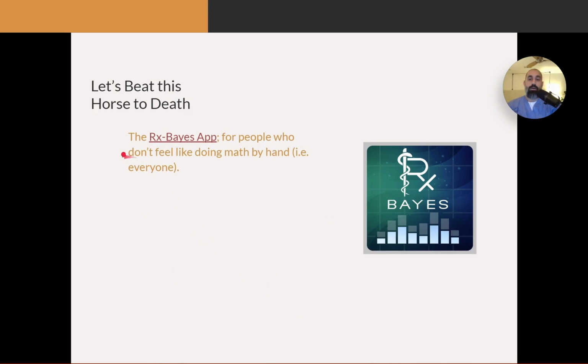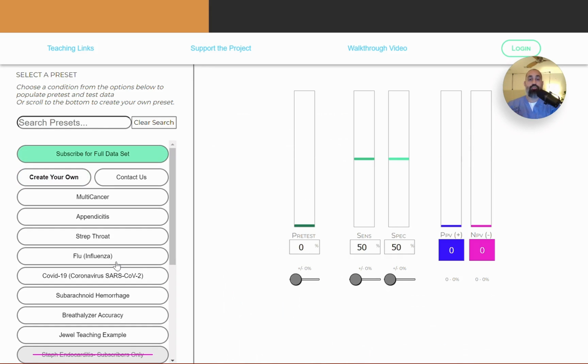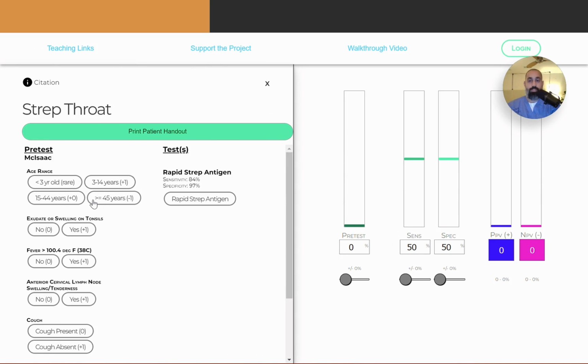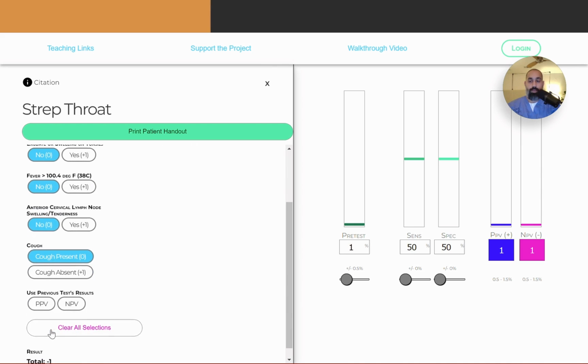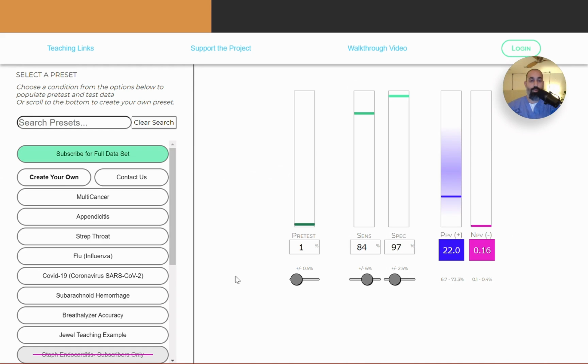So for this purpose, I built this app to illustrate these concepts. So I mentioned strep throat. So let's suppose we have someone with none of the symptoms of strep throat, and we run a strep test. So I got those backwards. It's 84% sensitive, 97% specific for the rapid strep. But with a 1% pretest probability, a positive strep test is only correct 22% of the time.